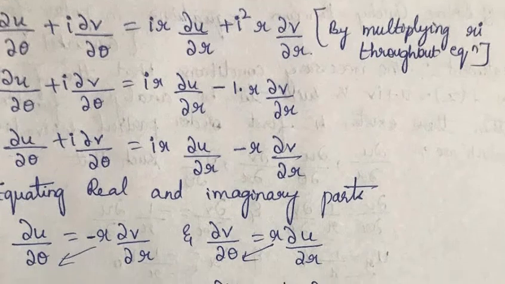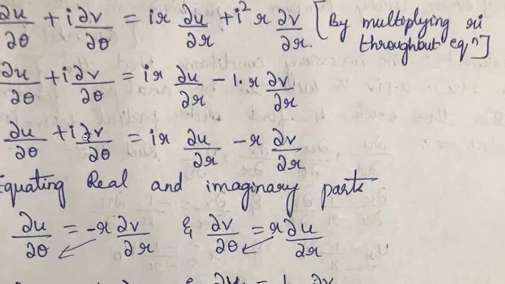Next is again what do we have? i you keep it as it is. Okay, don't write i now. You have to write only dou u by dou theta and dou v by dou theta. Dou u by dou theta is what? Minus r into dou v by dou r, and dou v by dou theta, what do we have here? r into dou u by dou r. i will remain there itself.